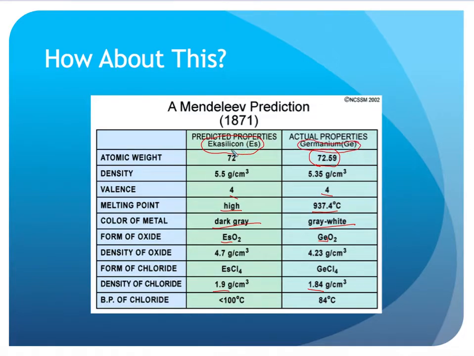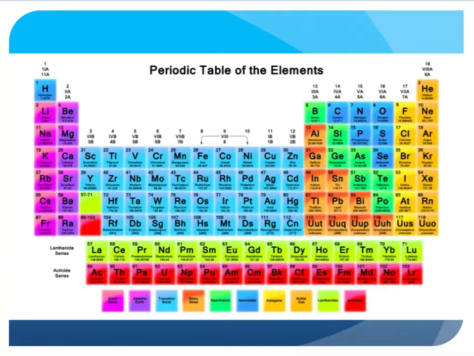He called it ecosilicon. And when this was actually discovered, he argued with the guy that discovered it and said that he's got the properties wrong because his numbers didn't match, and he believed in what he did. So his table is pretty impressive. What he did is pretty impressive.